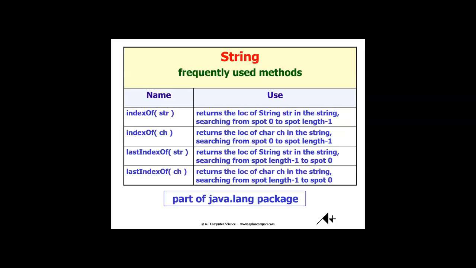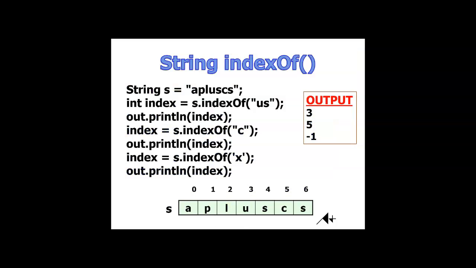So you have some methods that are searching methods. Index of and last index of are methods that go through your string and search for particular values, whether it's a single string, single character, or a group of characters. So let's take a look at a couple of those.